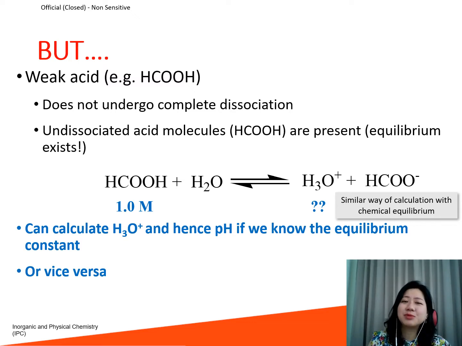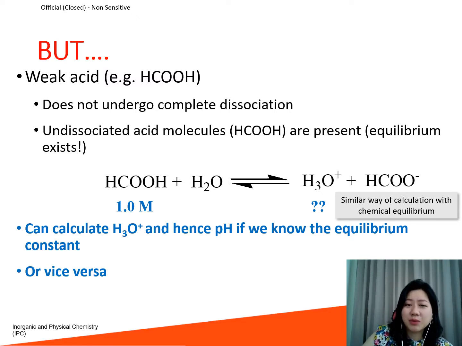The calculation was pretty straightforward because strong acids are completely ionized to give H3O plus ions. For example, 1 molar of HCl would give you 1 molar of H3O plus ions. But we cannot use the same method for weak acids because weak acids are not fully dissociated.